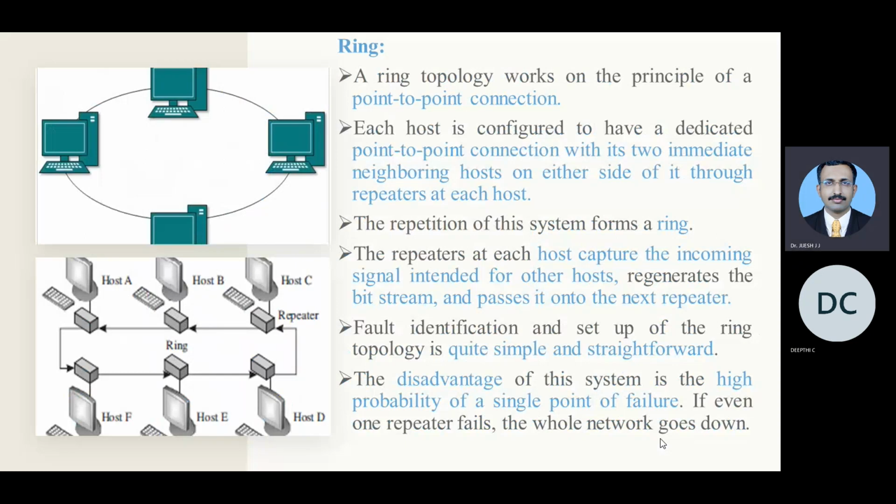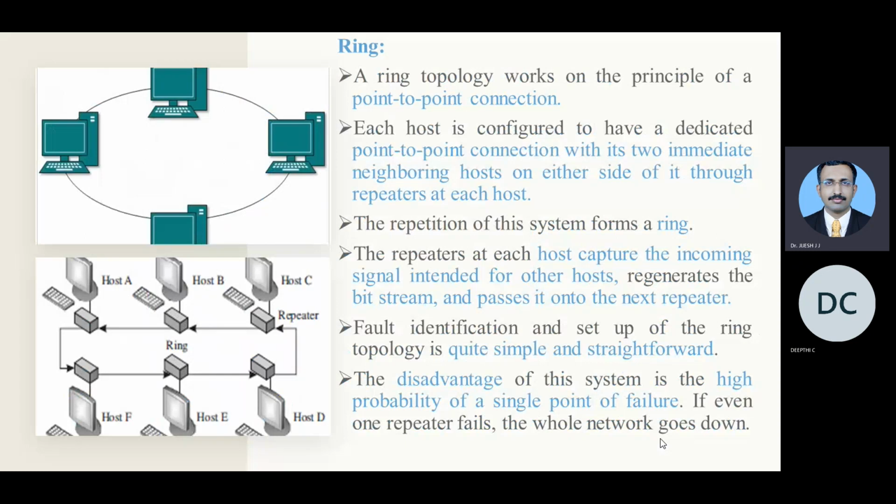Okay, so the entire side through the repeaters and each host can collect the information from one another. So you can see that this is the pattern. If it is in this form, you call it ring topology, and this is called a repeater. The repeaters of this system form a ring, and the host captures the incoming signal intended for it, and the bit streams, all this information, is passed from one repeater to another. So this goes in that pattern, one after the other.